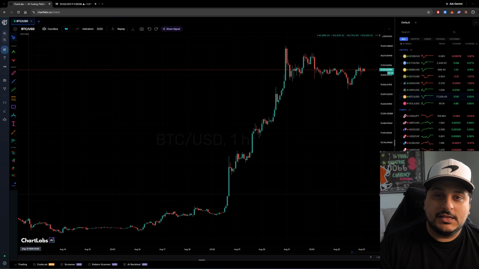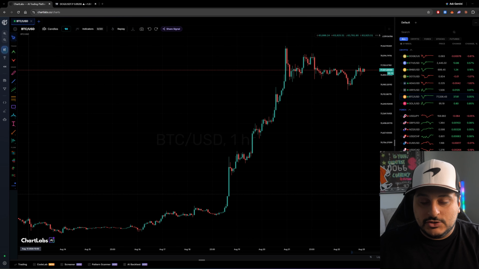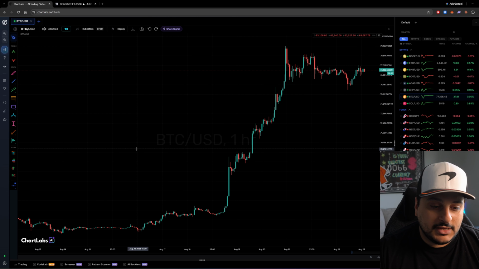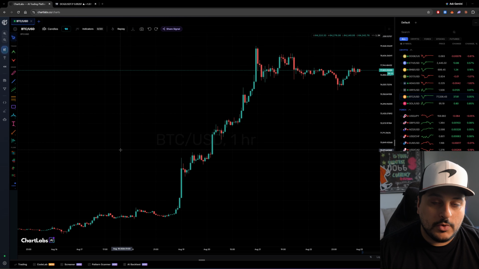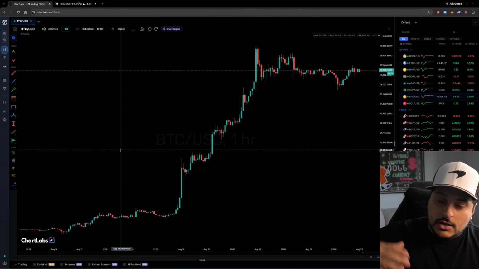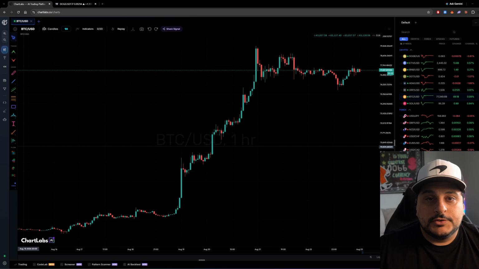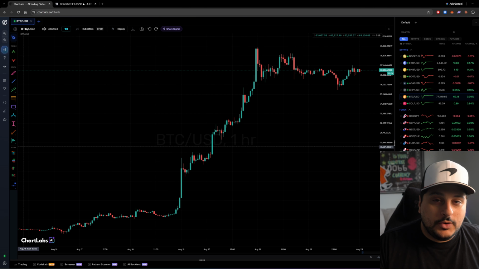Order flow is basically being able to see exactly what everyone else is doing in the market. Every single other trader, every single other institution, all these hedge funds, you can see exactly where their limit orders are placed, how much they're buying, how much they're selling, and you can use that to help you make decisions in the market. So in order to actually see the crypto order flow, we need to use specific tools.